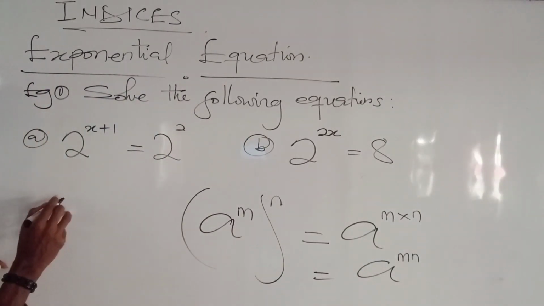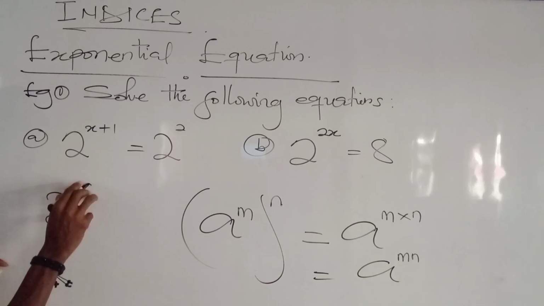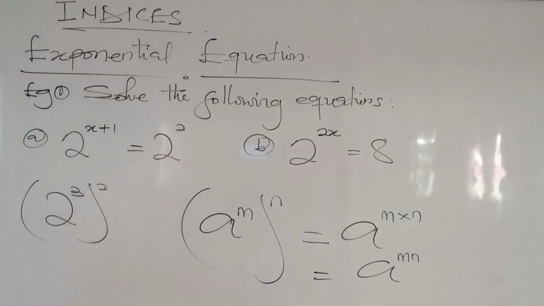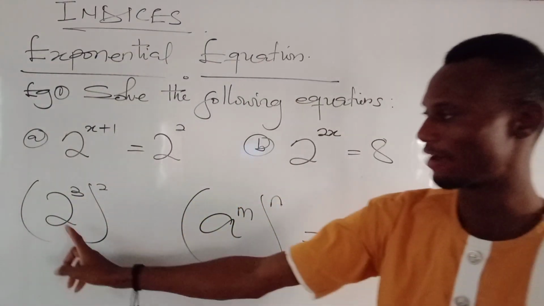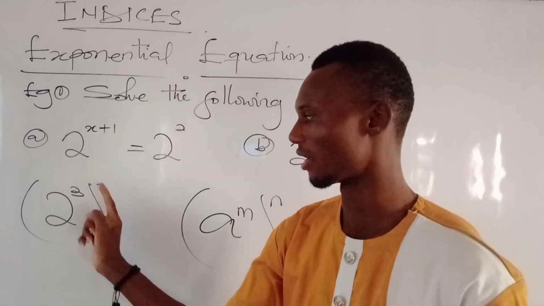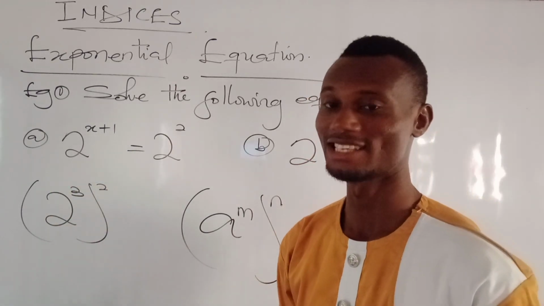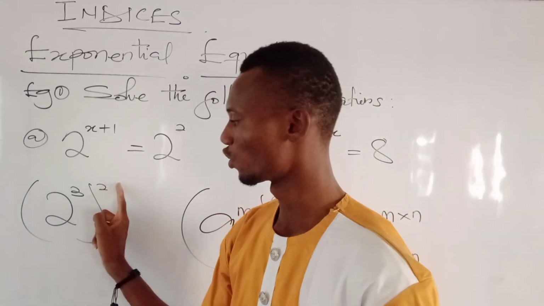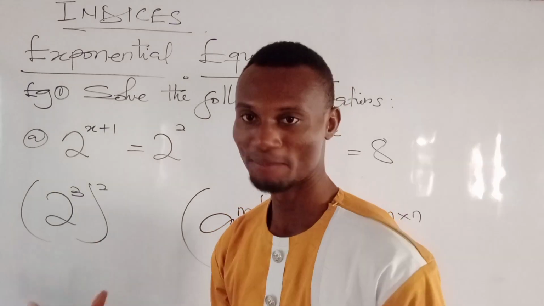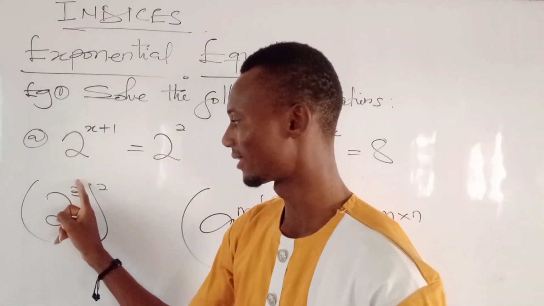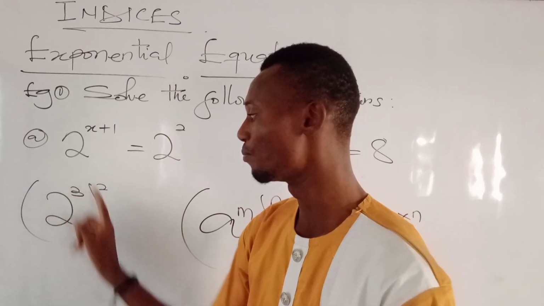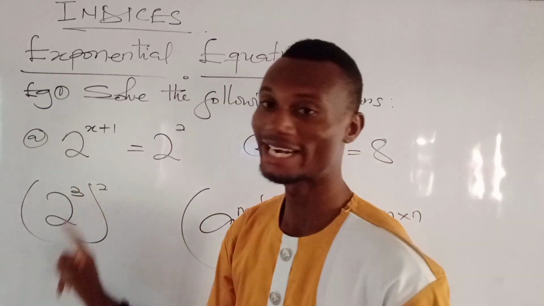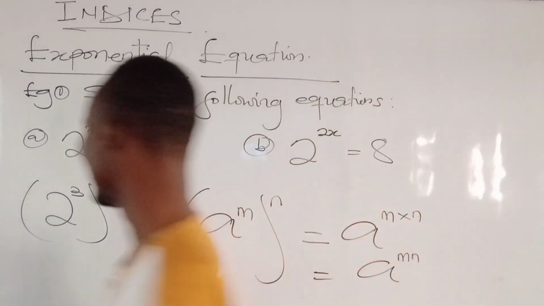So let's say I have 2 to the power 3 all raised to the power 2. You can see I've written an example here. The law says that if we have something like this, to simplify, this power outside the bracket will multiply the power inside the bracket. So this 2 to the power 3 all being raised to the power 2 means this power 2 will multiply the power 3 which is in the bracket. Let's go ahead and simplify.